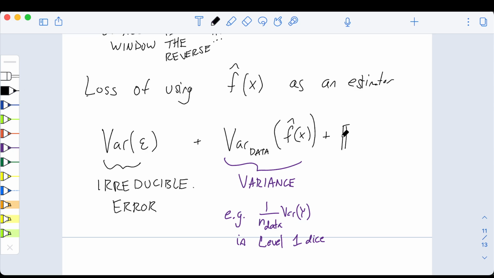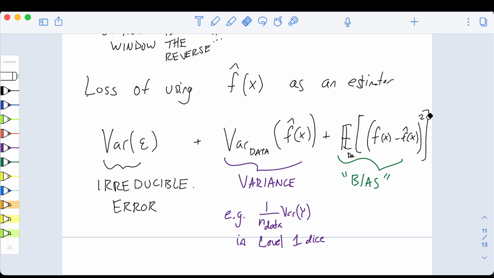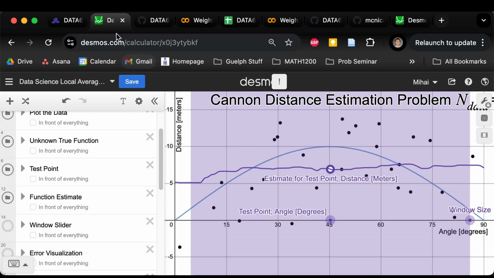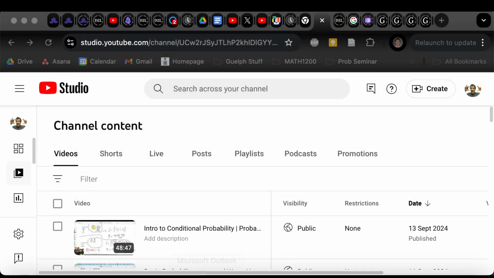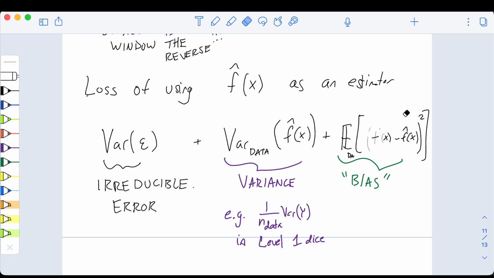And there's this other term now, which is the bias term. Bias is a slippery word, so it is the bias term, but be careful with it. That is the expected value of f of x minus f hat of x, all squared, with respect to the data. Let me copy it exactly so I don't mess it up. Let me rewrite. This is all wrong. Don't copy this down. The expected value of f hat minus f, and this is all squared. So the thing inside the bracket is called the bias, and when you square it, the bias squared is what contributes to the loss.